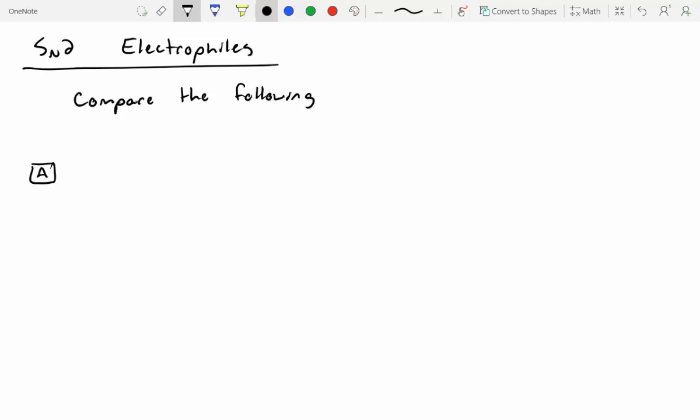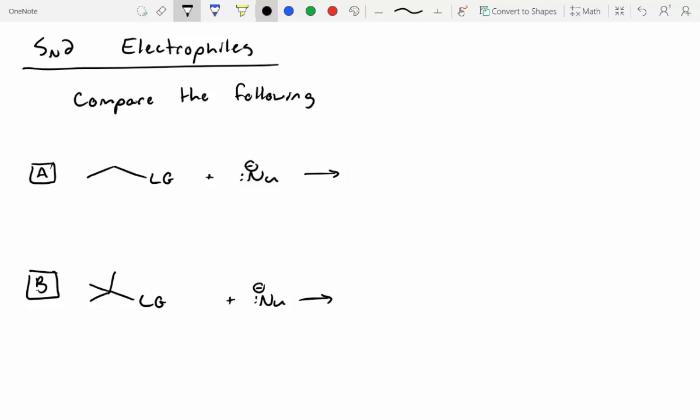Just like we did in the first example, we'll say, all right, we've got a leaving group. We've got a nucleophile that's got a negative charge. Or we've got option B, where we've got a leaving group and we've got a nucleophile over here. Let's complete this reaction using arrow pushing.